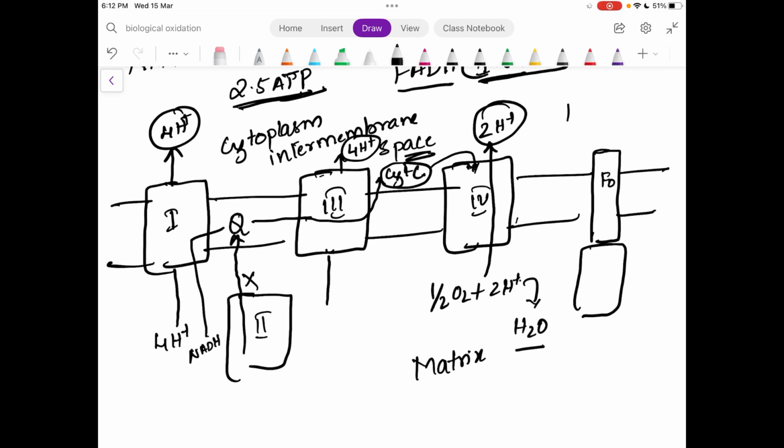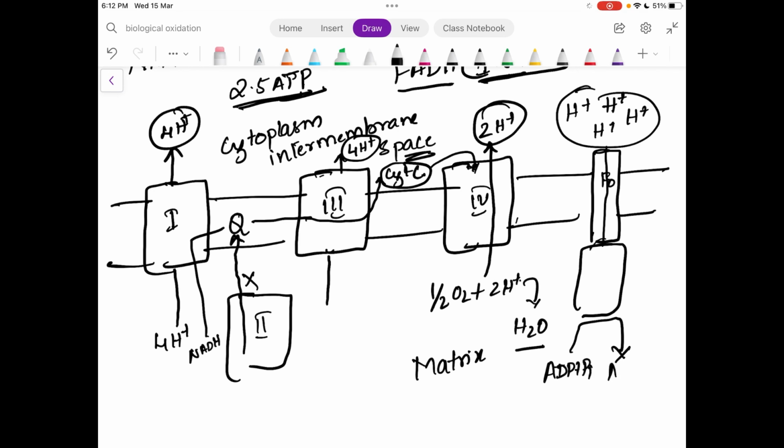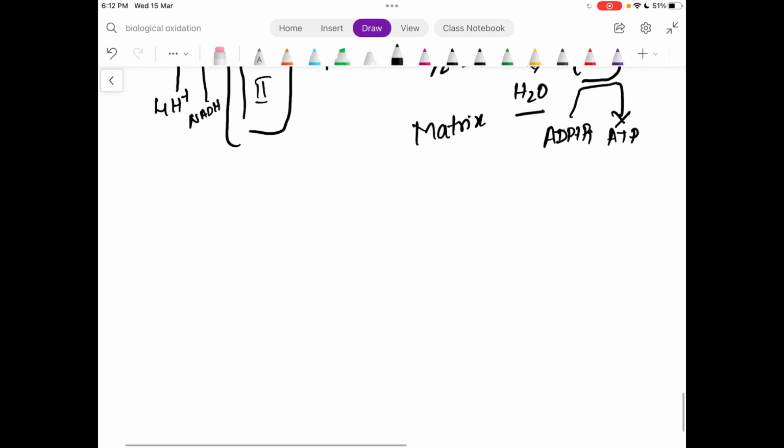And here protons will be increased, and these protons will be transported through F0 complex and cause rotation. They will help in synthesis and release of ATP from the ATP synthase complex. This is about ATP synthesis through the chemiosmotic hypothesis.